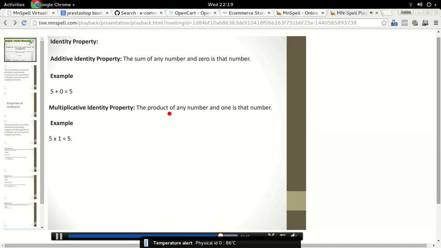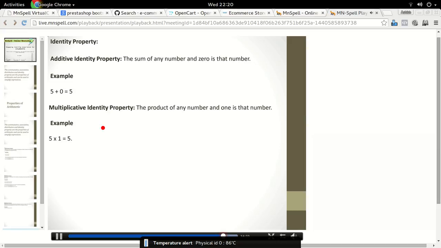Moving on to the next and the last property, which is the identity property. Identity property is nothing but it's for additive identity property and multiplicative identity property. The sum of any number and 0, so I'm talking about additive identity property, the sum of any number and 0 is that number. So like 5 plus 0 is 5. So if we add any number with 0, we are going to get that very number.